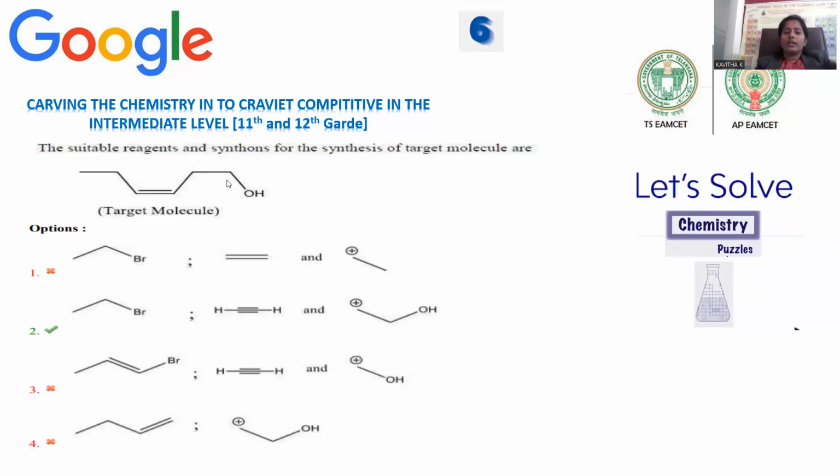So here the target product is obtained by ethyl bromide, acetylene, and this is called the ethyl alcohol only, but we are having alpha beta. So beta ethyl alcohol beta carbocation. So this is about question number 6. Question number 6 is correctly answered in option number 2, right?